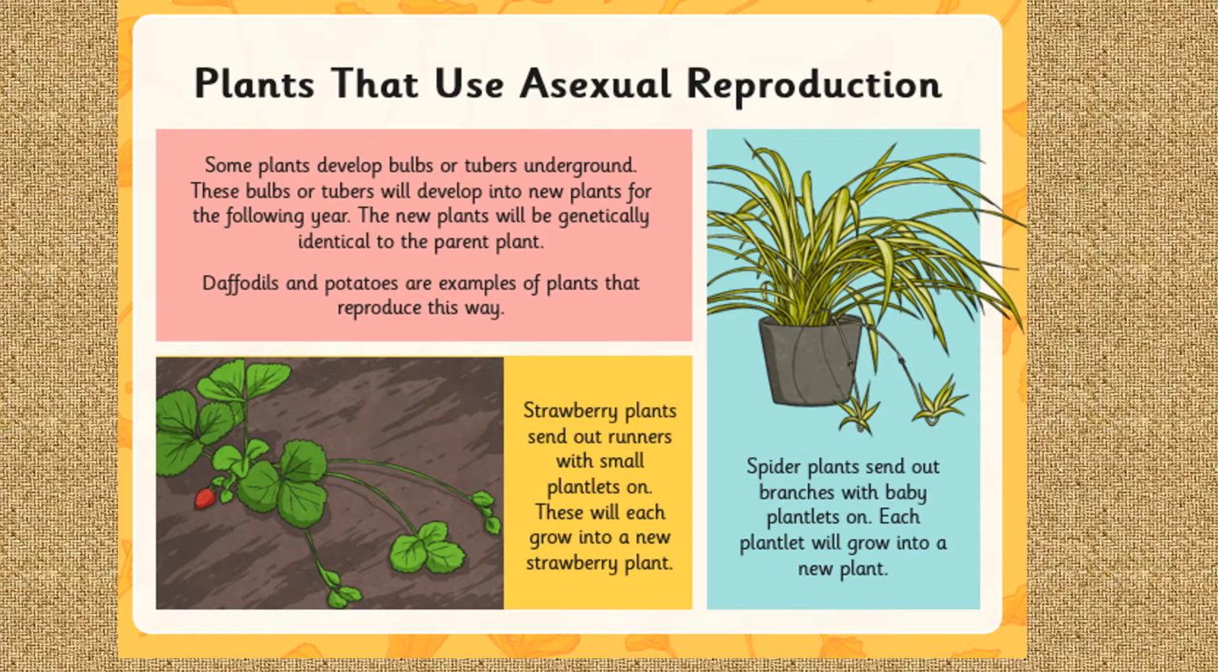Plants that use asexual reproduction. Some plants develop bulbs or tubers underground. These bulbs or tubers will develop into new plants for the following year. The new plants will be genetically identical to the parent plant. Daffodils and potatoes are examples of plants that reproduce this way. Strawberry plants send out runners with small plantlets on these which will grow into a new strawberry plant. Spider plants send out branches with baby plantlets on. Each plantlet will grow into a new plant.